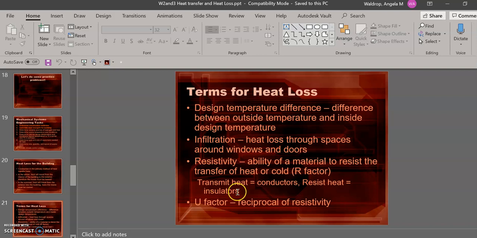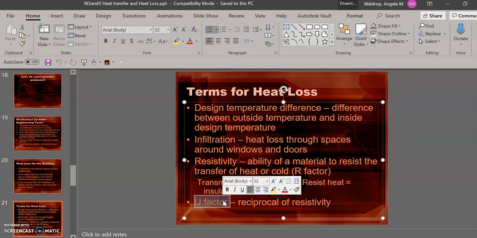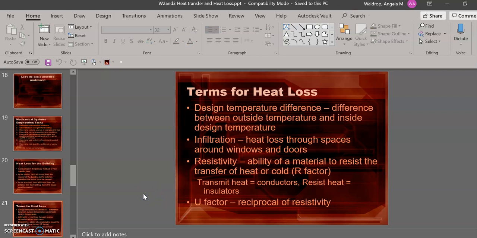The U factor is the reciprocal of the resistivity. This is what engineers need to use for their calculations because they're using the equation Q equals UA delta T.